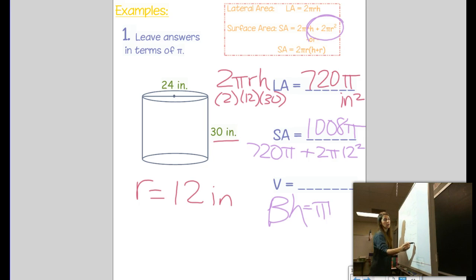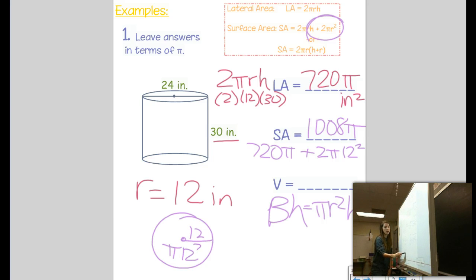Pi r squared. That's your base, and so you multiply that by the height. Pi r squared is the base. 24 is not the base. Some of you are going to do that on the quiz: base times height, 24 times 30. 24 is not the base, it's the diameter. So be careful. You're finding the area of this circle, which was last unit, pi r squared.